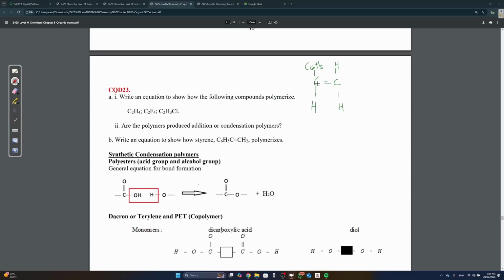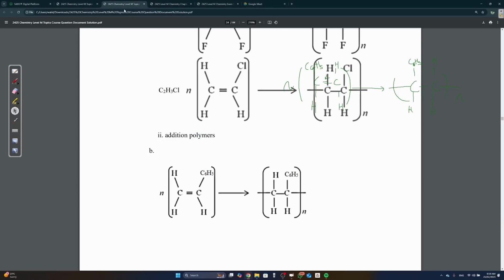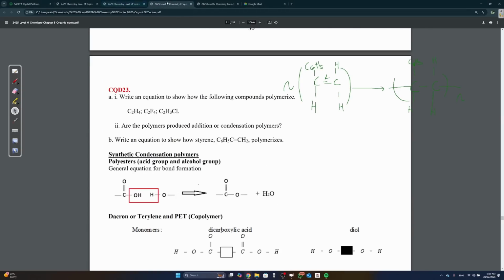How do we polymerize this? Remember, we put brackets and n outside. Draw an arrow, break the double bond, and then protrude two bonds outwards and put our lovely n. That's it. Not much to know. There you go. Okay, condensation polymers.